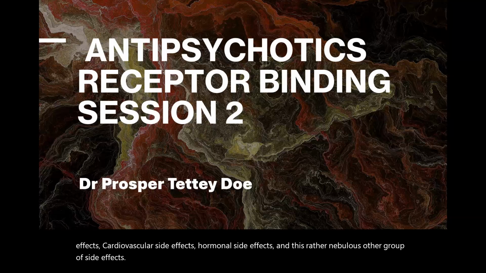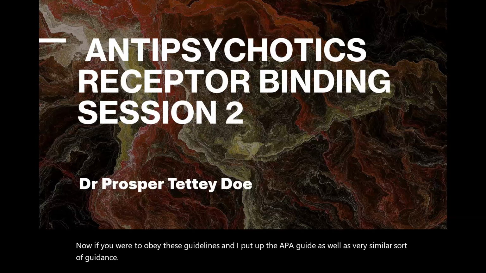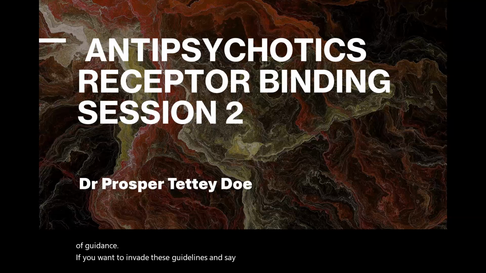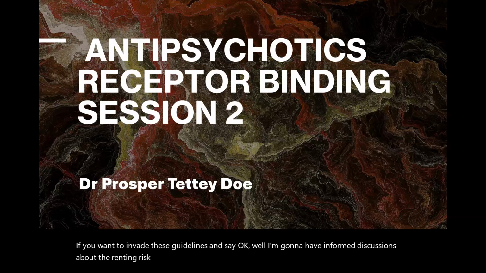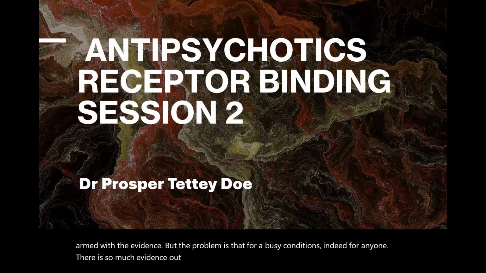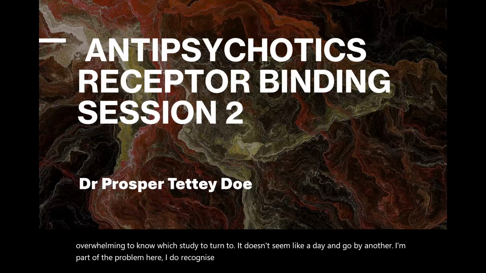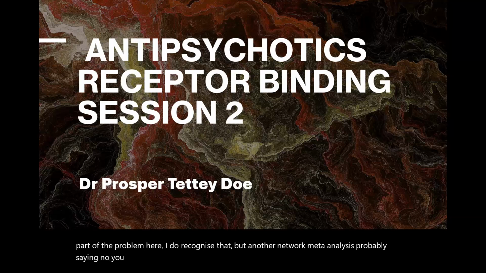Now, if you were to obey these guidelines, and I predict the APA guidelines as well, it's very similar guidance, and say, okay, well, I'm going to have informed discussions about the relative risk of different side effects with different treatments, then you need to be armed with the evidence. The problem is that for busy clinicians, indeed for anyone, there is so much evidence out there that is being published all the time. It is completely overwhelming to know which study to turn to. It doesn't seem like a day goes by without another, I'm part of the problem here, I do recognize that, but another network meta-analysis published saying, no, forget the one that was published last week.